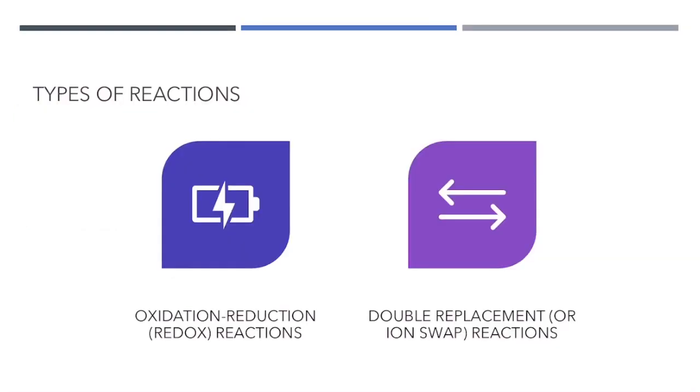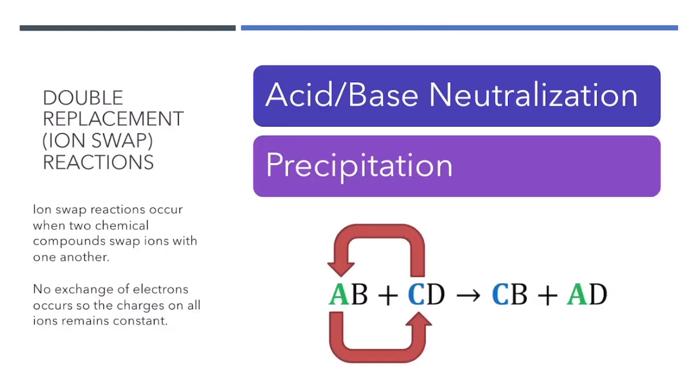All right. So now let's go ahead and talk about the different types of reactions. And I've separated these into oxidation-reduction reactions, which are also called redox reactions for short, or double replacement, sometimes also known as ion swap reactions. And we're going to start by talking about the double replacement, or the ion swap reactions first. There are 2 types of double replacement reactions that we're going to talk about, where we will discuss acid-base neutralization and precipitation reactions when we talk about these.